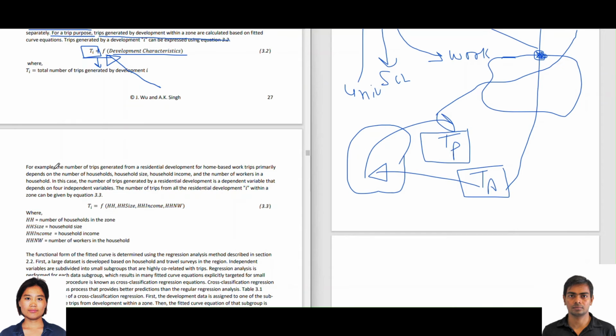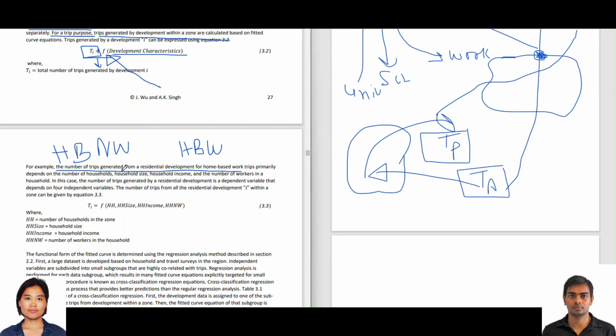As an example, the number of trips generated from a residential development for home-based work is written as HBW. Home-based work is written like this. Home-based non-work is written like home-based non-work. These are standard terminologies in travel demand modeling, which we need to get familiar with.